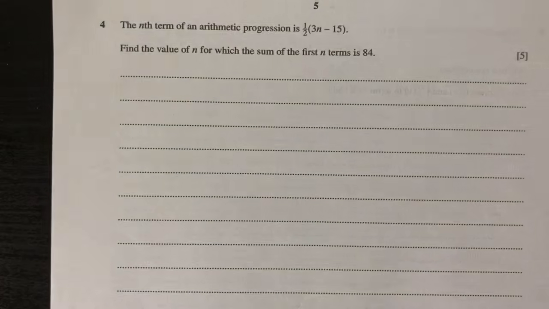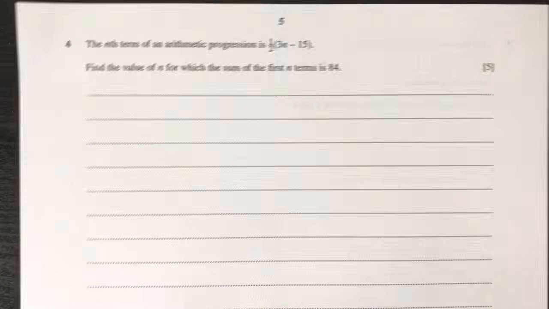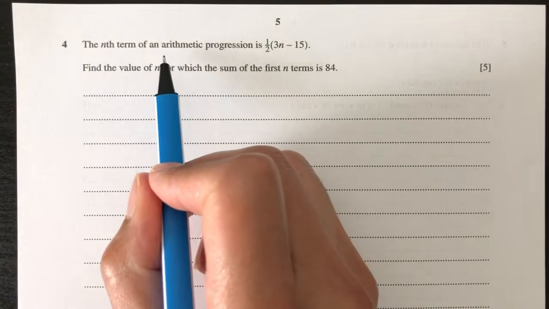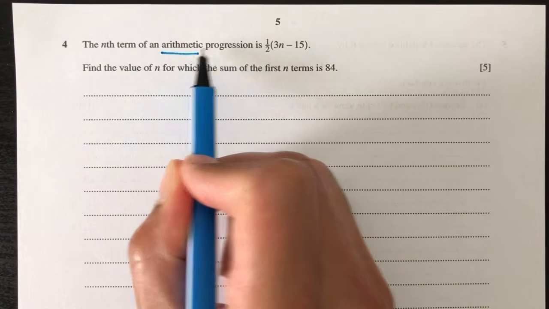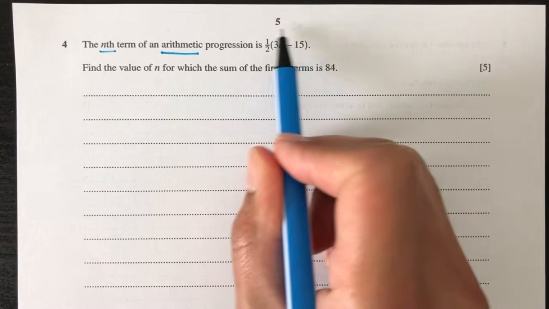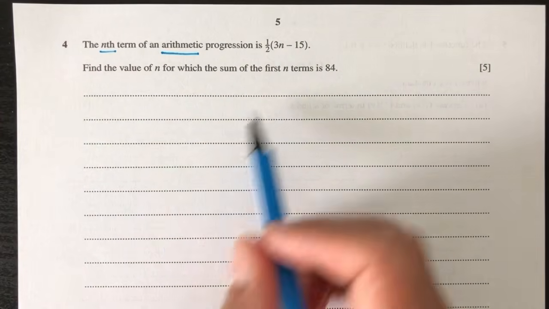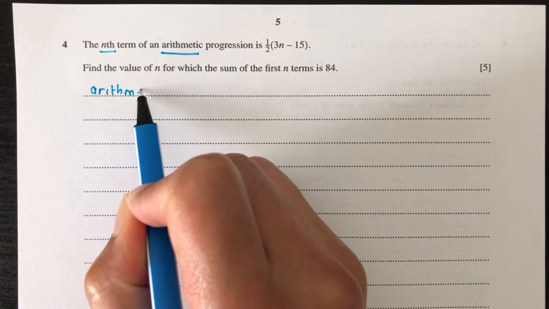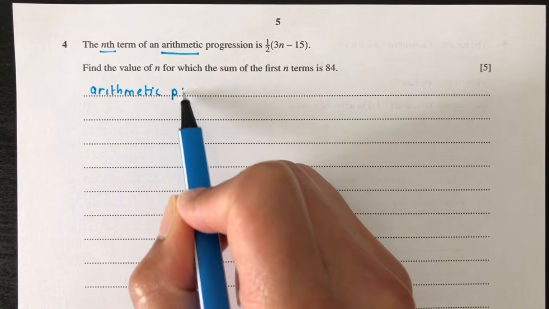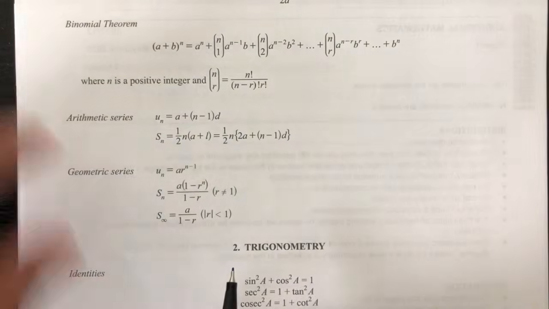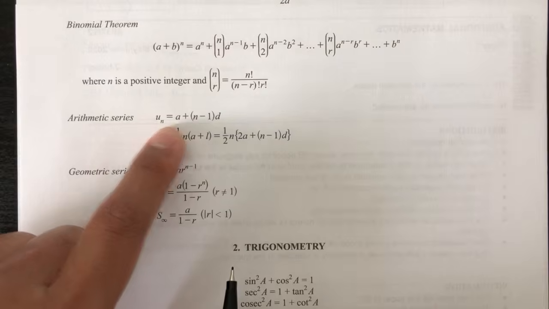Okay, now let's move on to question number 4. Now it says the nth term of an arithmetic progression. So you already know what kind of progression this one is. It is arithmetic. It's given to you by this term. So what do you know about arithmetic progression? So you know the formulas. Usually it will be given to you, as you can see here. Arithmetic series, the nth term is given by this.